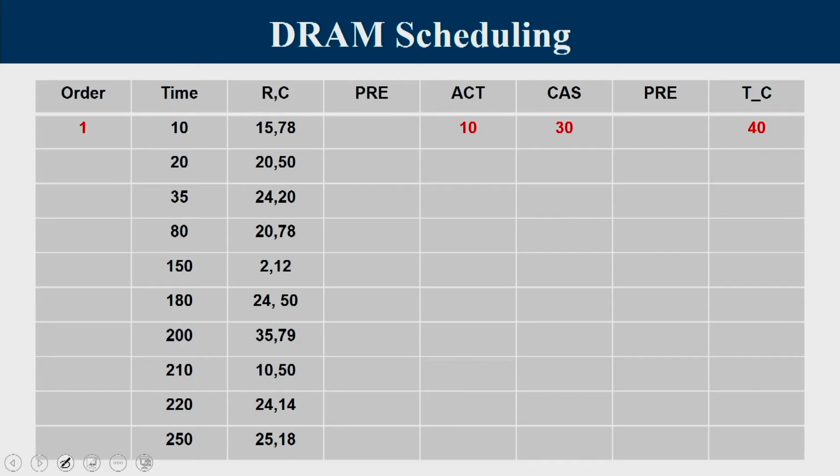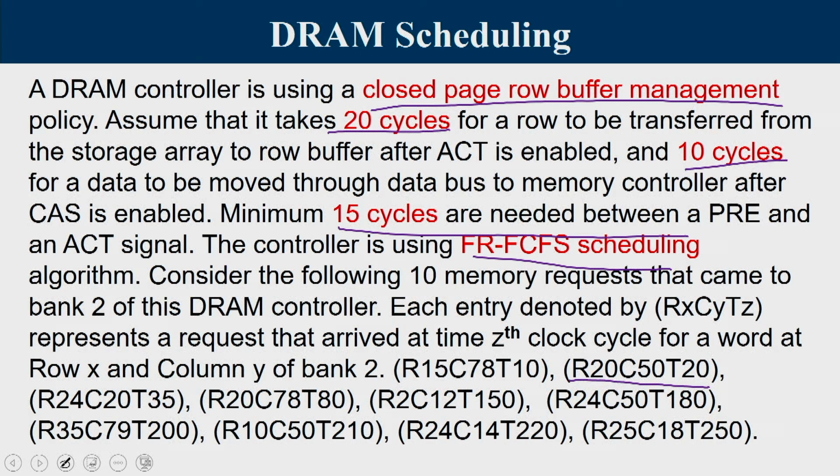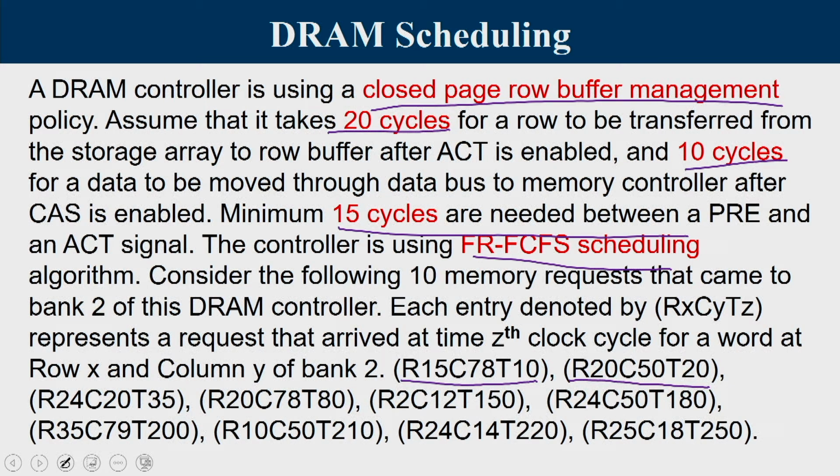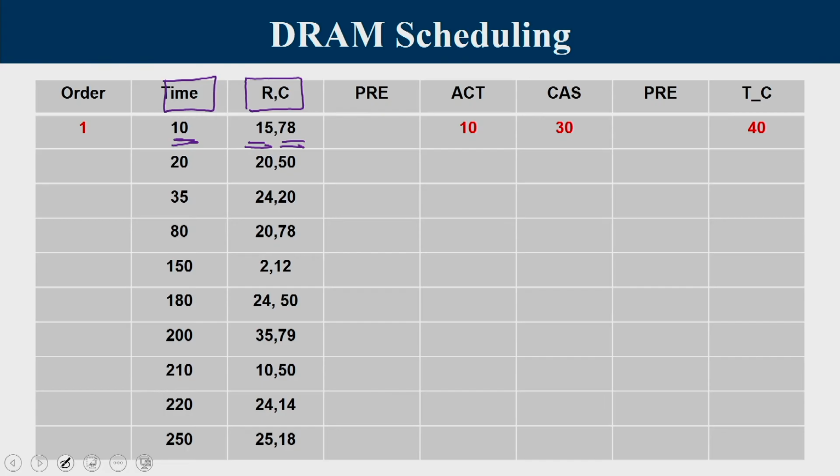Whatever data is given, we are going to write it as row number, column number, followed by the time at which it is arriving. So if you look at the very first data, it is R15, C78 and T10, so time is 10. The second one is 20, 50 and 20. So at time 20, that is the third parameter, in row number 20 and column number 50 we have the data. So I am organizing the data in the order of time of arrival, and these are the rows and columns. Now let us try to understand.